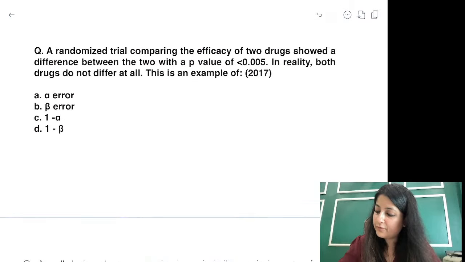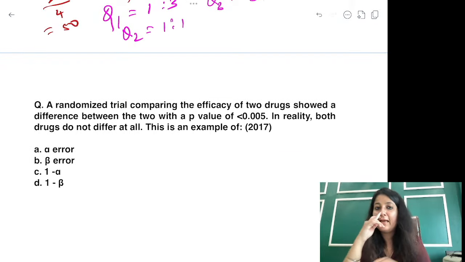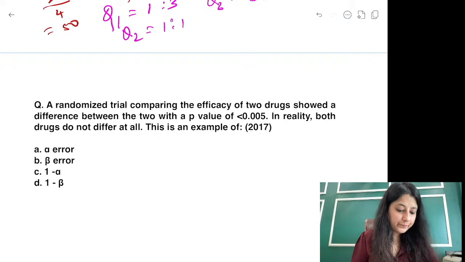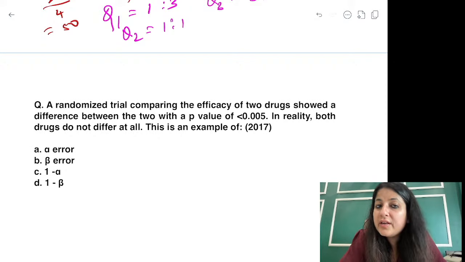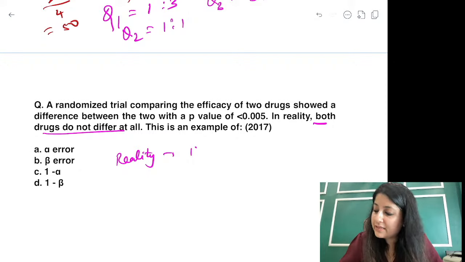Chalo. Can you do the type of error question? So we have two questions on type of errors. Let's quickly have a look at this. A randomized trial comparing the efficacy of 2 drugs showed a difference between the two with a p-value of so much. In reality, both drugs do not differ at all. So reality, when I say 2 drugs do not differ, that means in reality H naught is true.